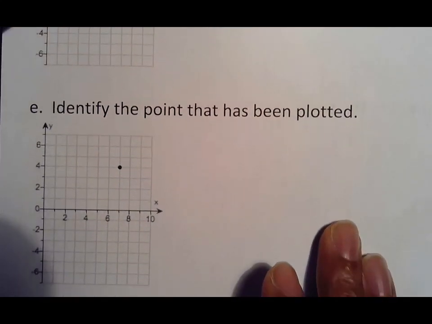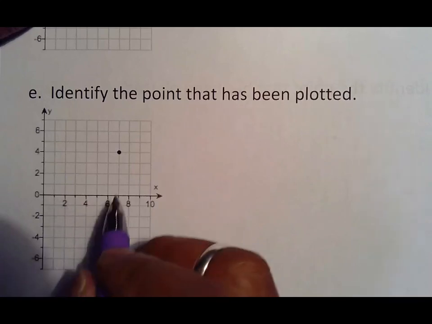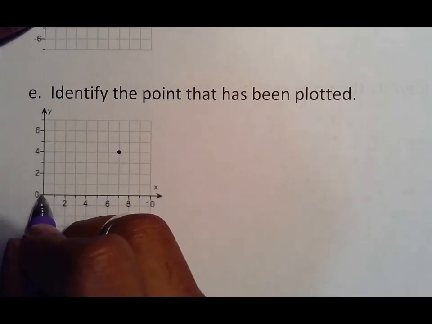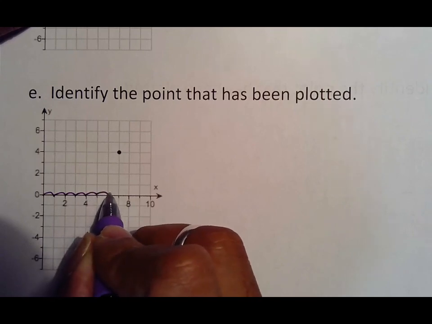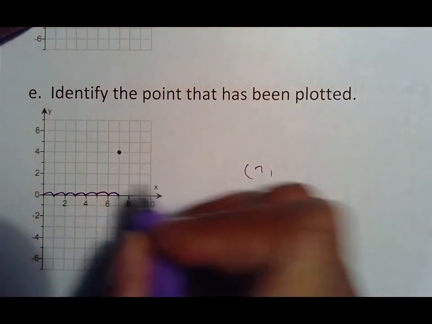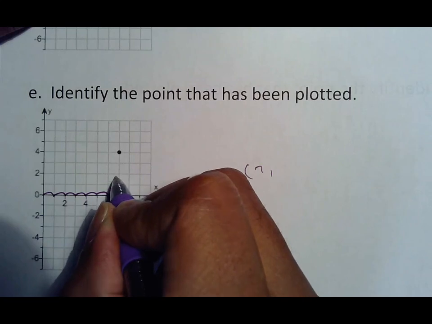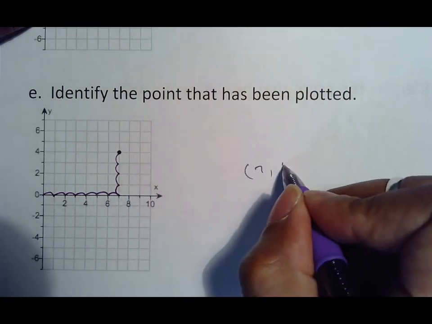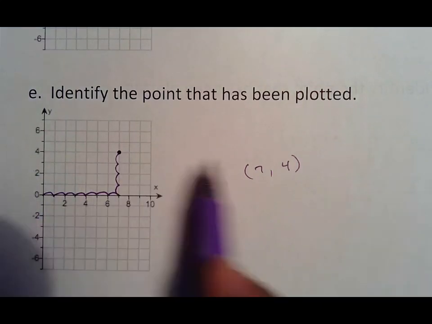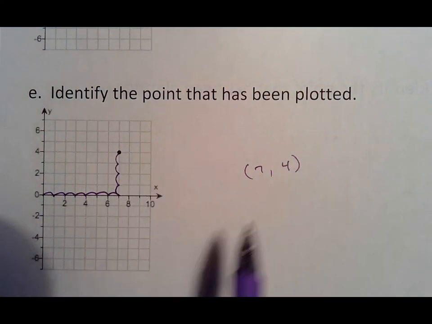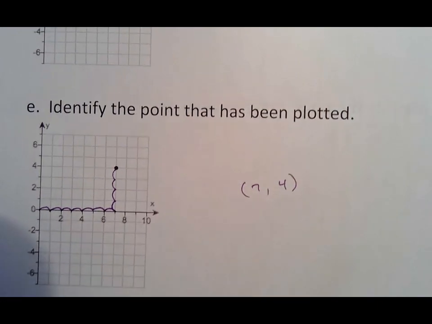If you are asked to identify this point, E, this is your point. I need to go over first: 1, 2, 3, 4, 5, 6. Looks like 7 to go over. And then to get to it, 1, 2, 3, 4. So (7, 4) would be it. Notice that I am with a positive 4, and I am between 6 and 8, which is 7, and that would be what you're looking at with these things.